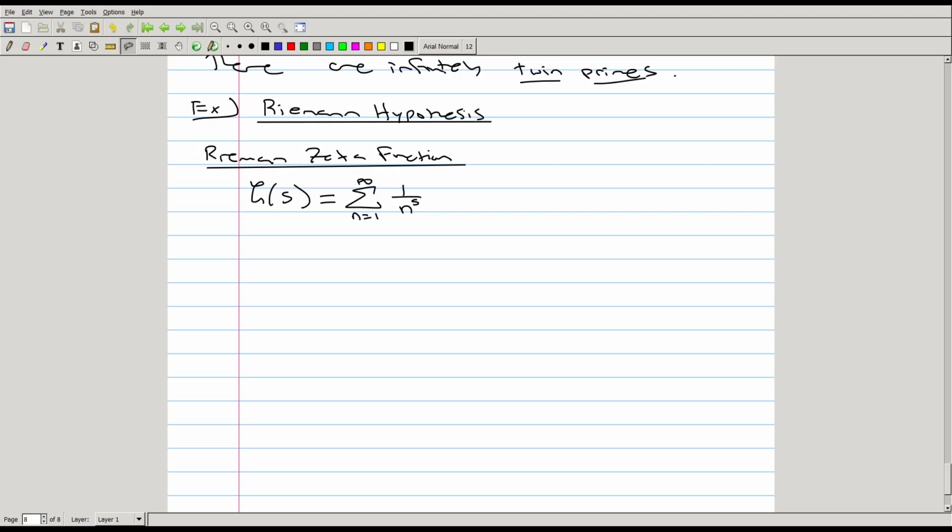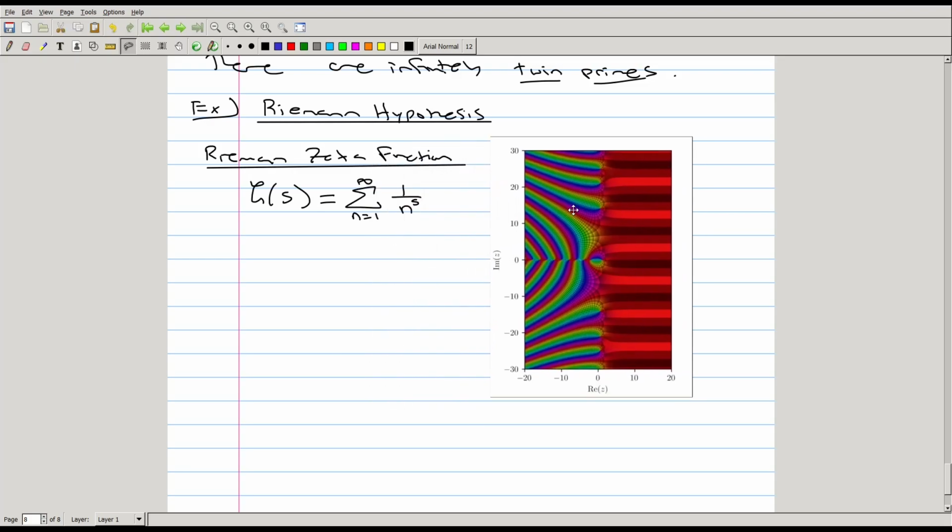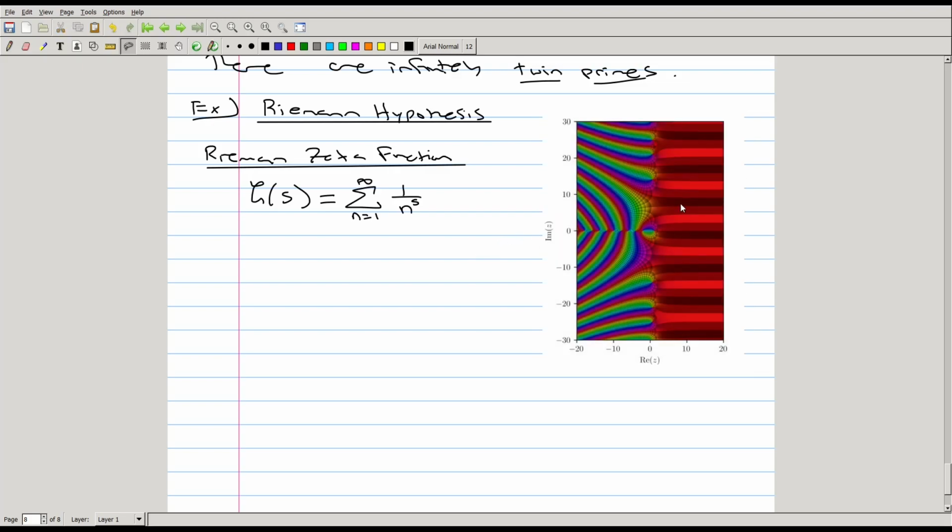And for a visualization of the function, you can see that right here. So this is for all complex inputs. The color here represents, in some sense, the value of the function. And there are zeros, called the trivial zeros, along this line right here. But the non-trivial zeros are any of the zeros that don't lie on this line right here, or the imaginary value being 0.